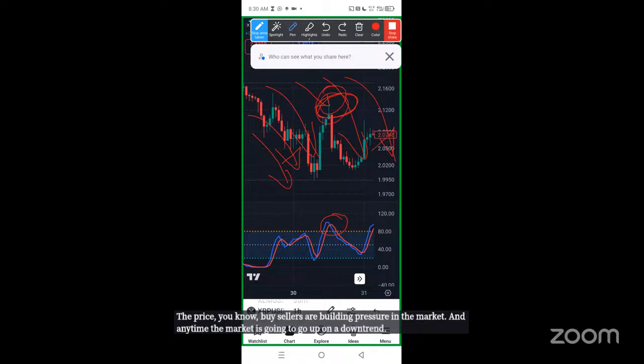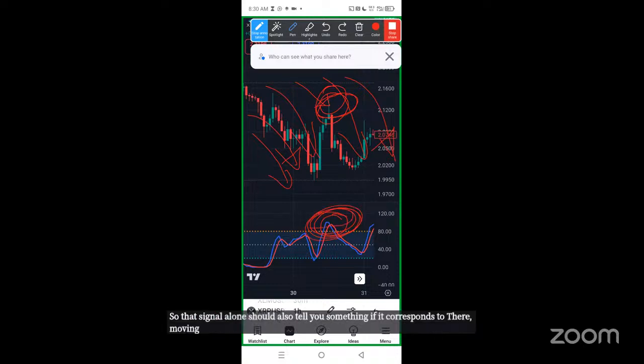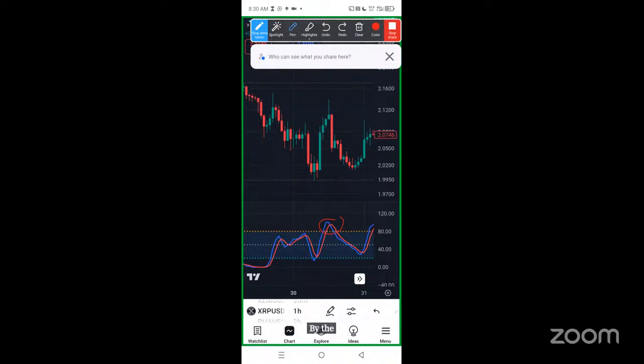So that signal alone should also tell you something if it corresponds to the moving averages being within the overbought region. It should prepare your mind. It should prepare you for an action, to exit the market. So when the crossover happens here, where now the blue line is crossed over by the red line, and the red line begins riding over the blue line, the direction changes. Okay, so the direction changes, like we have seen here.